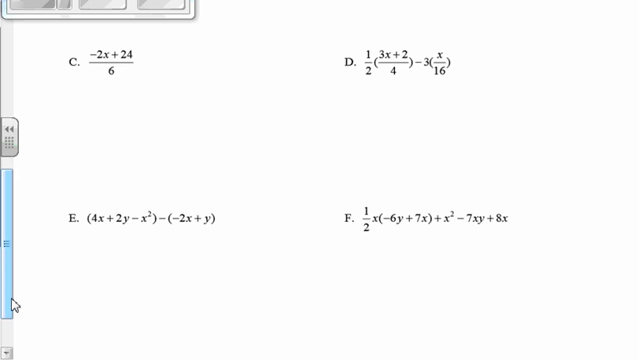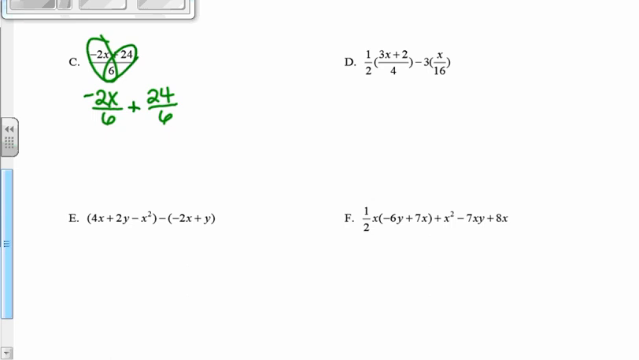Taking a look at C, on C we have a fraction. There's lots of different ways you can handle a fraction. My personal favorite way to do this is to actually break it into two fractions. So I'm going to start with negative 2x over 6. And then I'm going to use that plus sign, and then 24 over 6. The reason I like to do that is now I have two fractions that I can actually simplify individually.